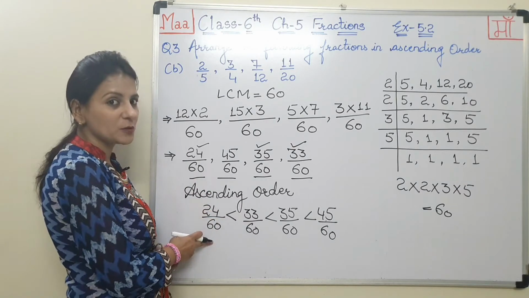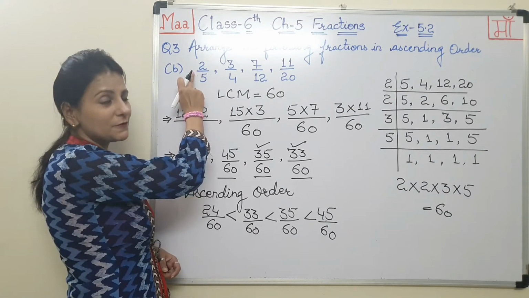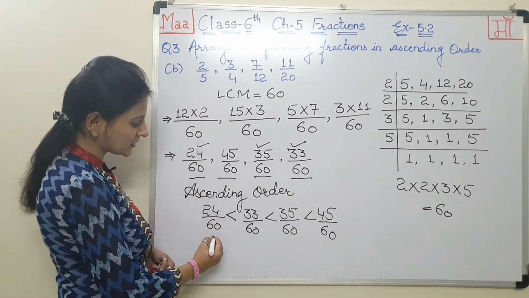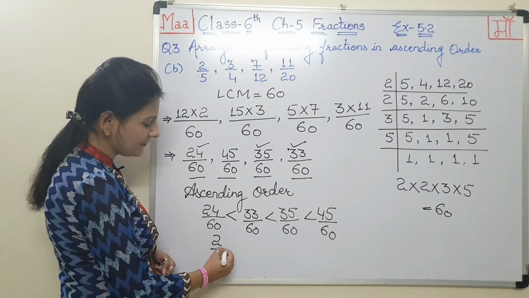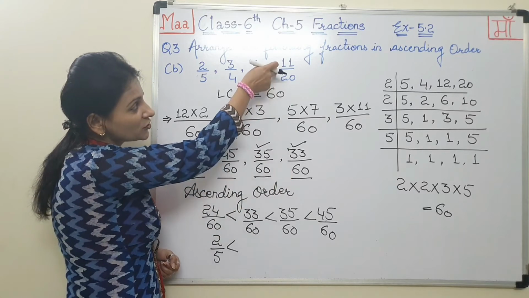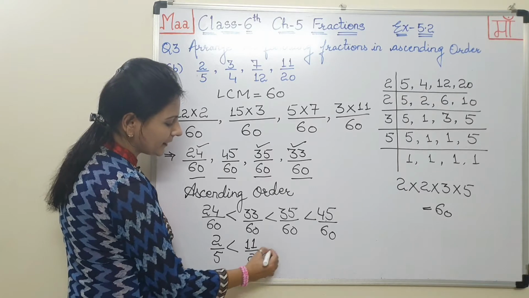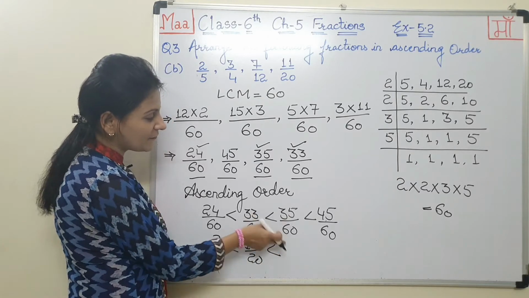इसके original fraction भी लिखेंगे. तो 24/60 का original fraction क्या था? First fraction 2/5. तो इसके नीचे आ जाएगा 2/5. Then 33/60 last. सो लास्ट फ्रैक्शन क्या था? 11/20, एंड देन उसके बाद में 35/60.